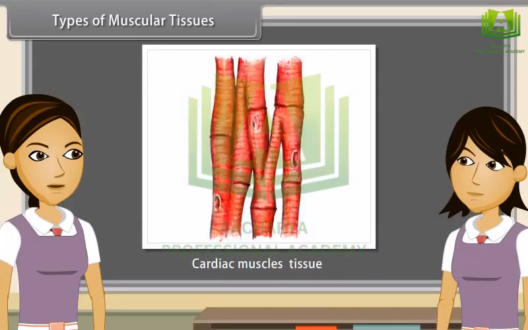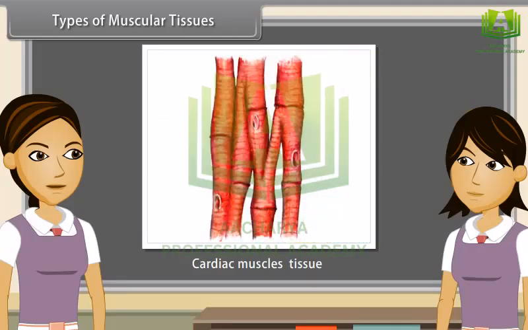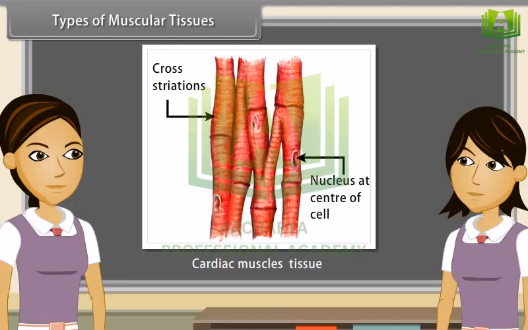Cardiac muscles are found in myocardium of heart. They are both striated and smooth muscles. Cardiac muscles are composed of branched fibers. The branches join to form a network. Each fiber is surrounded by sarcolemma and has sarcoplasm with longitudinal microfibrils and a central nucleus. The intercellular spaces are filled with abundant loose connective tissue supplied with blood capillaries.